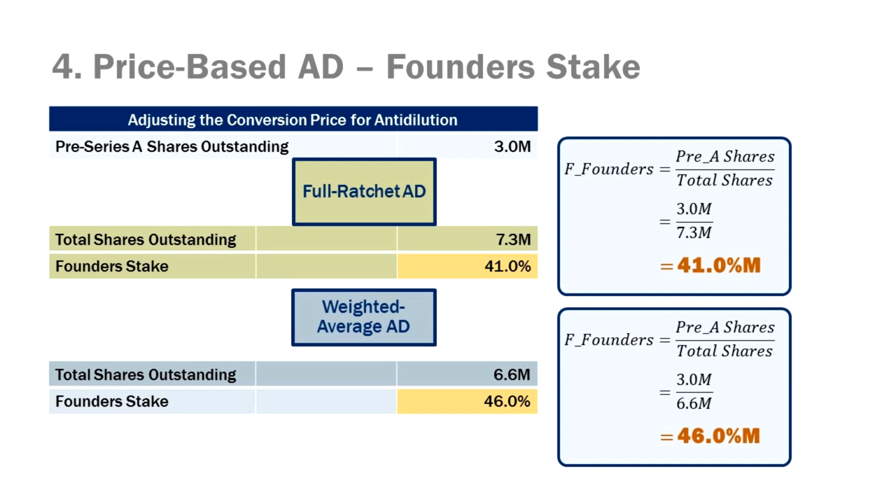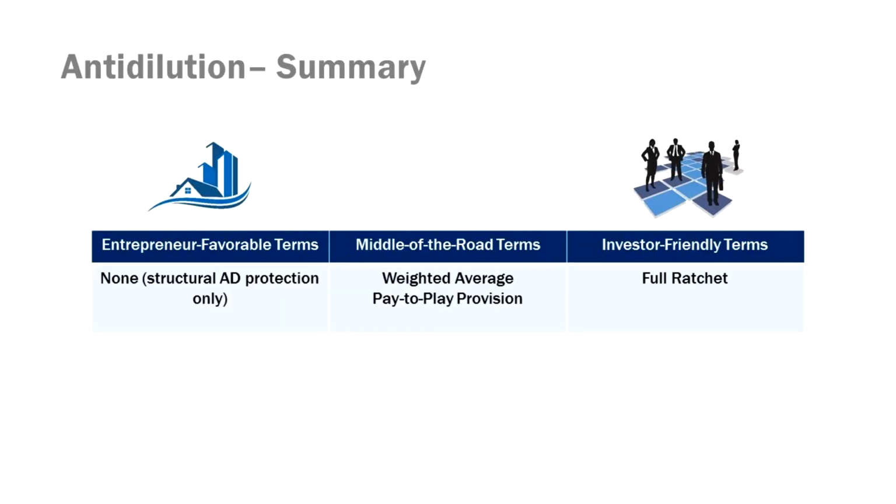A pay-to-play provision is generally more favorable to the entrepreneur because it requires the Series A investors to provide funding in the next round in order to keep their protective provisions. The table summarizes the range of possibilities for the anti-dilution term as it may be negotiated to afford greater or lesser benefits to the parties involved.